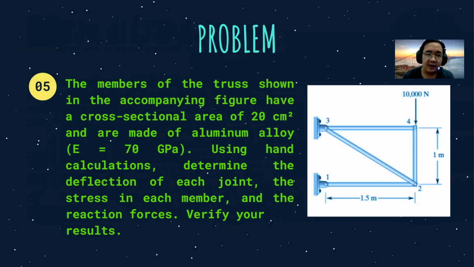The problem is: the members of the truss shown in the accompanying figure have a cross-sectional area of 20 square centimeters and are made of aluminum alloy which has a modulus of elasticity of 70 GPa. Using hand calculation, determine the deflection of each joint, the stress in each member, and the reaction forces, and then verify your result. You can see the truss in this picture.